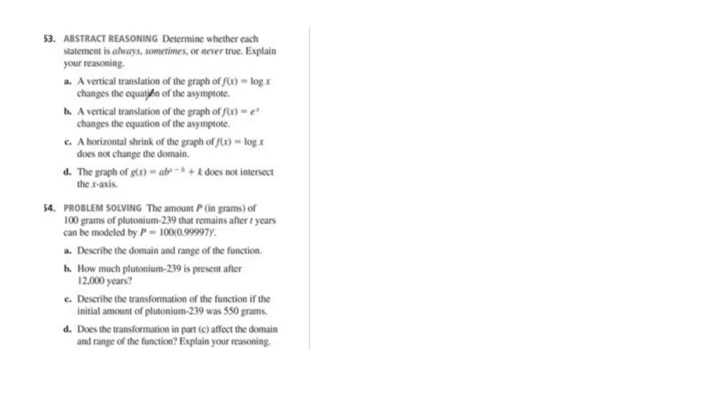We have abstract reasoning. Determine whether each equation is always, sometimes, or never true, and explain why. A vertical translation of the graph of f(x) = log x changes the equation of the asymptote. That is never true, because the graph of log x, you've probably already seen before in my really early lessons, is like this, and a vertical translation will not make it escape 0. It will still be 0.